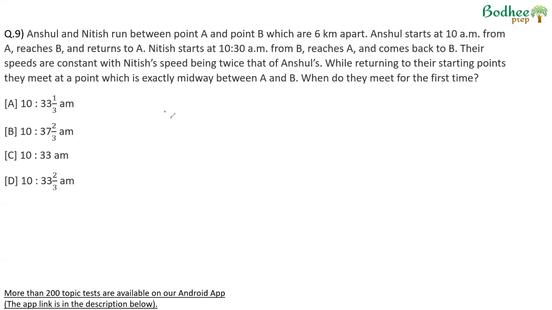Anshul and Nitish run between points A and B, which are 6 kilometers apart. Anshul starts from A, reaches B, returns to A. This he does at 10 a.m. Nitish starts from B, reaches A, comes back to B. This he does at 10:30 a.m.